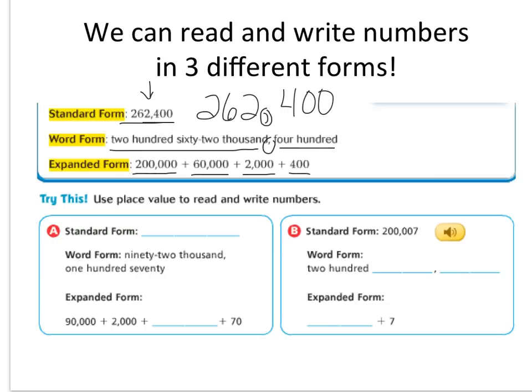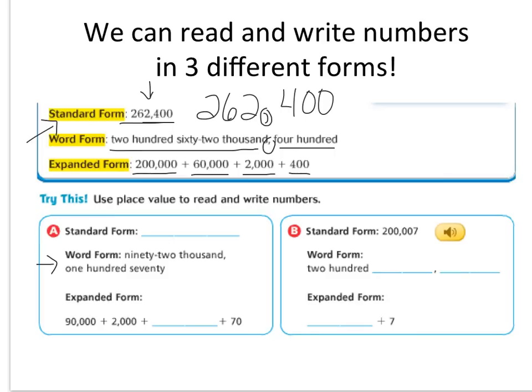Okay, let's see what we can do with this. We're going to use place value to read and write some numbers. So if it's asking for it in standard form, you can look up here and you can see that's kind of how we normally write a number. They've given it to us in word form right here.